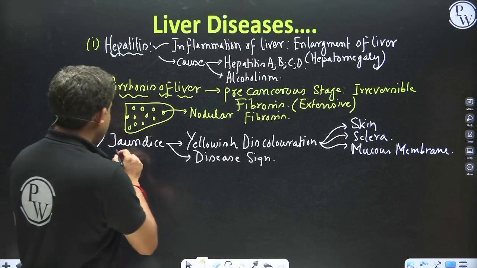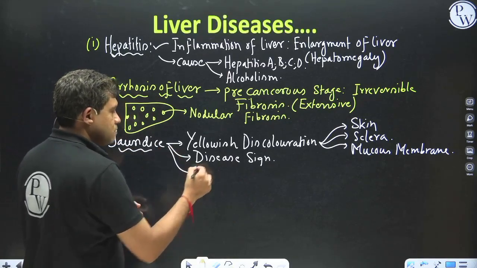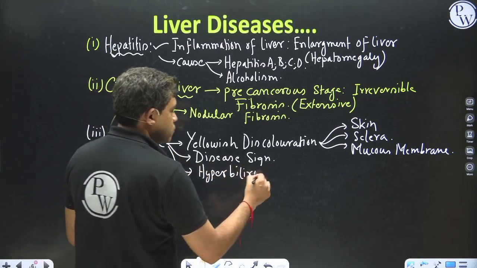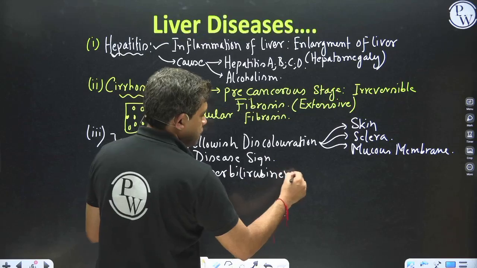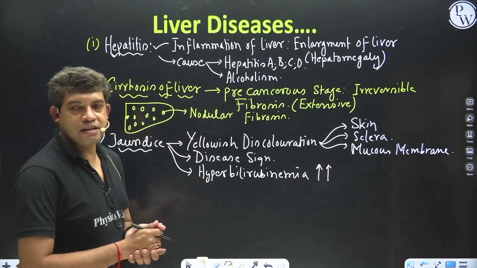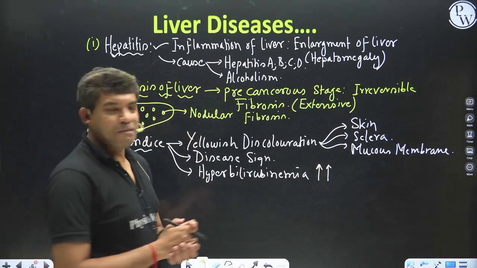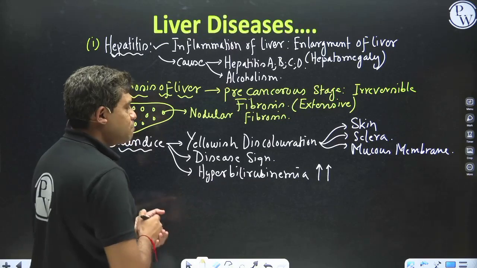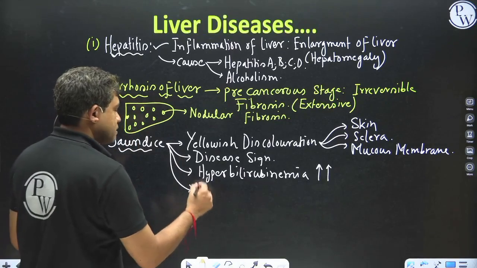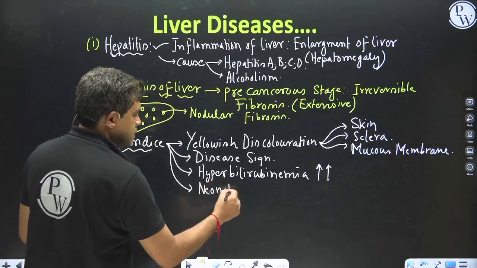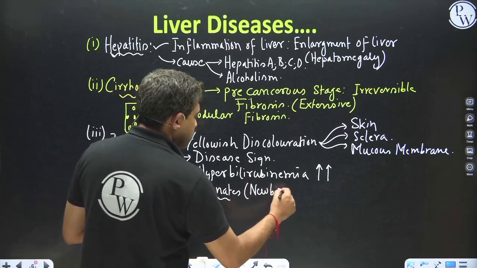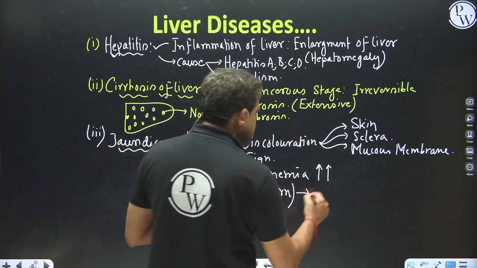This is how jaundice looks, and it is characterized by hyperbilirubinemia. That means there is an excessive increase in the bilirubin level. So this is termed as hyperbilirubinemia. Okay, and if it is occurring in the neonates, that means in the newborn, then it is termed as neonatal jaundice.